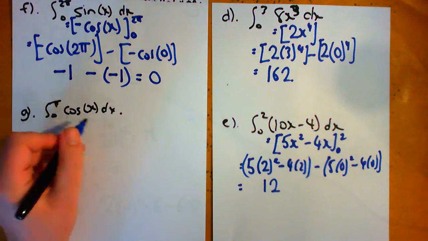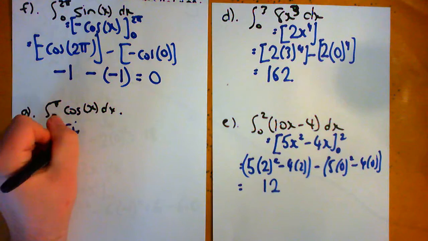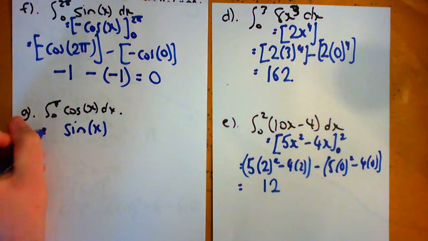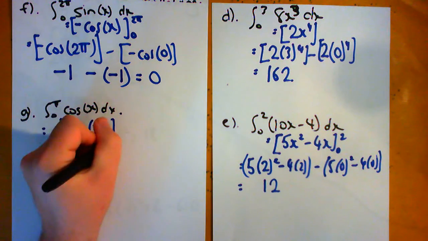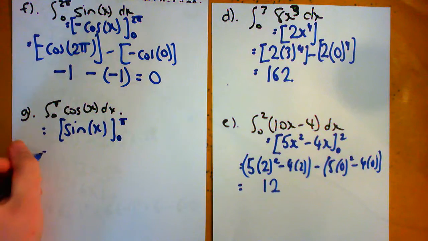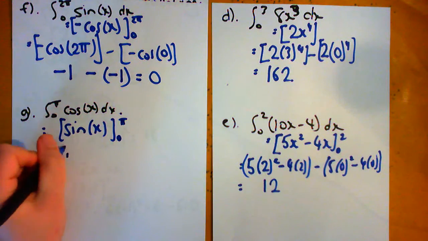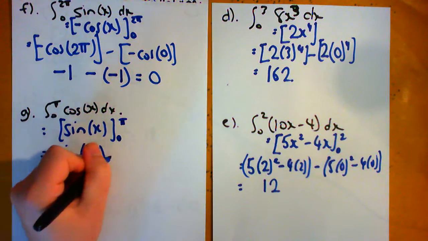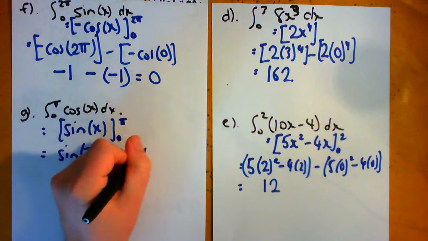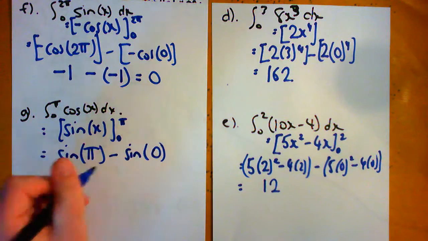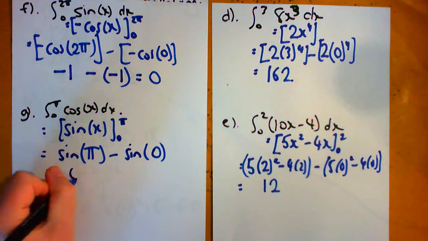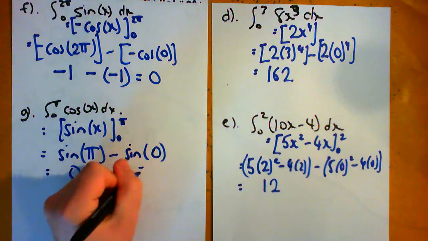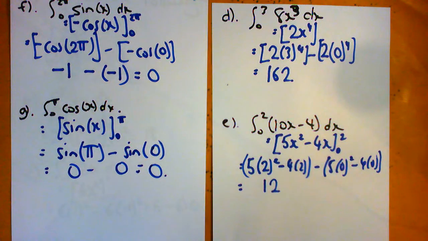Integrate cosine, we get positive sine, so this will be sine x, evaluated between 0 and pi. So if we substitute the top limit as pi, that comes first, minus substitute the bottom limit, which is 0. Sine of pi is 0, minus sine of 0 is 0, and we get an answer of 0 there as well.